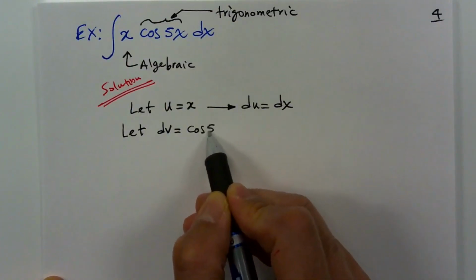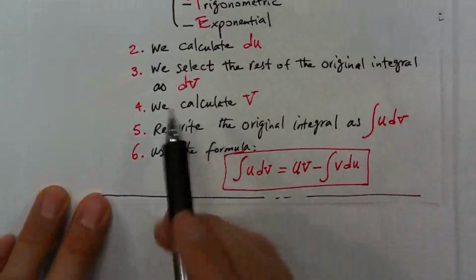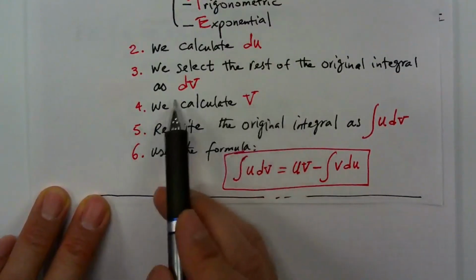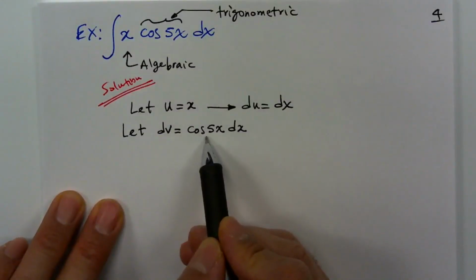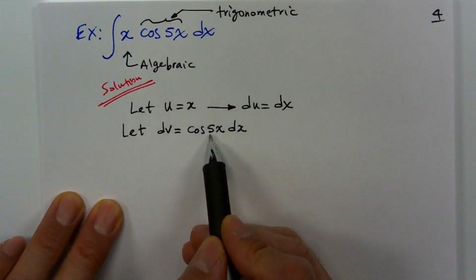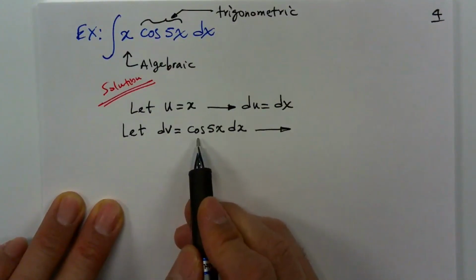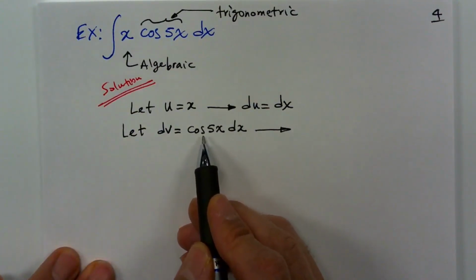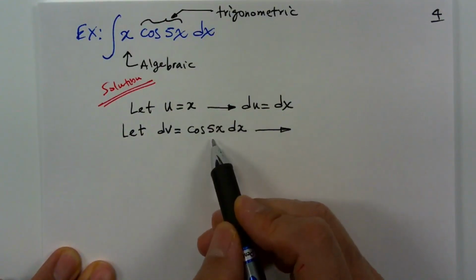What do we do next? Well, let's go back to our list here. Once we select our dv, we calculate v. How do we do that? v is the antiderivative of dv, so we simply take the integral of this. But the integral of this is really easy, right? We know that the antiderivative of cosine is sine. But of course, by the chain rule, for this 5x, we would have a 5 coming off of sine 5x.